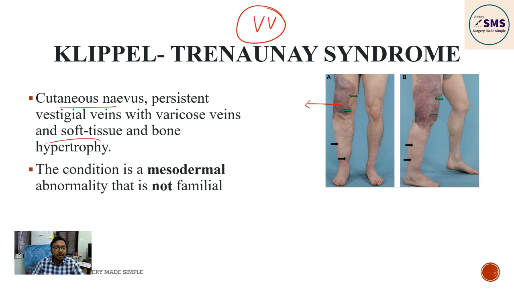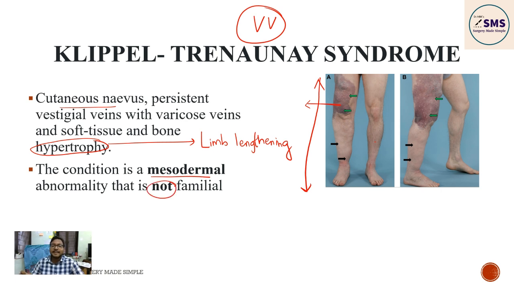So what happens whenever you are having soft tissue and bone hypertrophy? It will lead to limb lengthening. It means that whichever side the limb is affected, that side limb will be longer than the normal limb. As you can see from the picture, this particular limb is longer. It is more in length when compared to the normal limb. And you should remember it is a mesodermal condition and it is a non-familial condition. This is in relation to varicose veins. The syndrome is Klippel-Trenaunay syndrome.